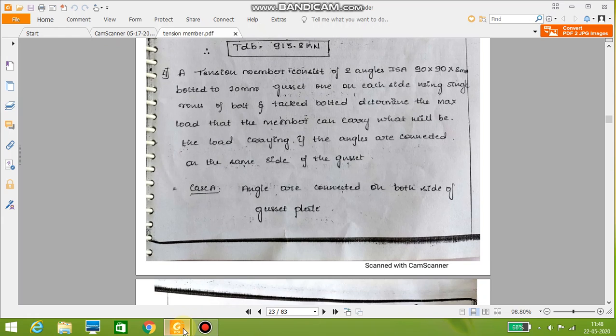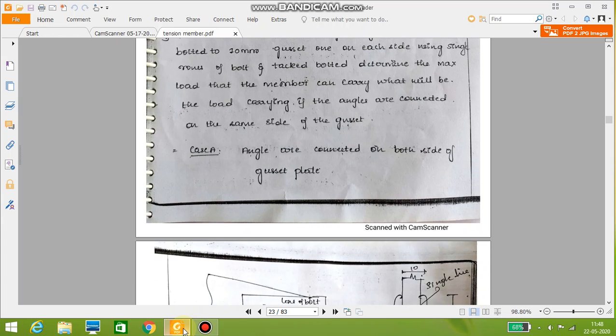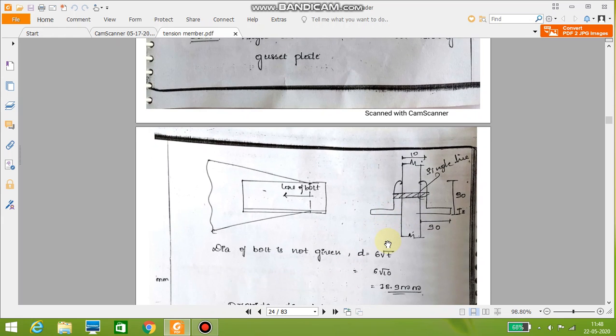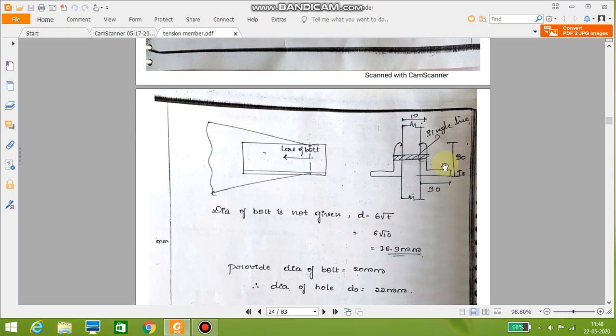So two cases we have. First, let us take the first case: angles are connected on both sides of the gusset plate. When the angles are connected on both sides of the gusset plate, this is how the figure looks. The size of the angle is an equal angle 90 by 90 by 8 mm. This is a single row of bolts placed here. 10 mm is the thickness of the gusset plate.